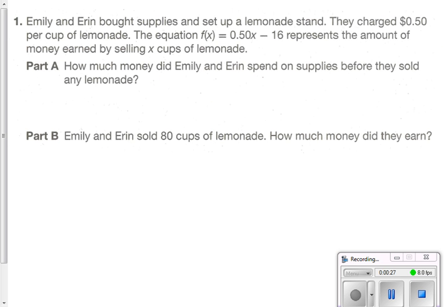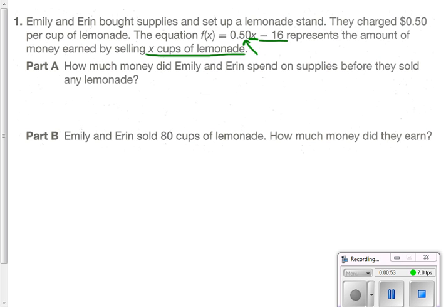So here's our first example. Emily and Aaron bought supplies and set up a lemonade stand. They charged 50 cents per cup of lemonade. The equation f of x equals 0.50x minus 16 represents the amount of money earned by selling x cups of lemonade. So here x is talking about cups of lemonade. Obviously 50 cents is talking about the amount per cup. And then negative 16 is our starting point.